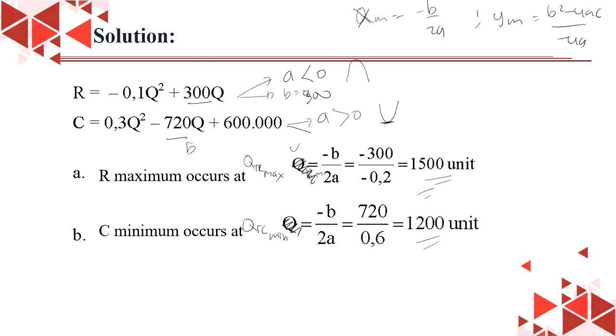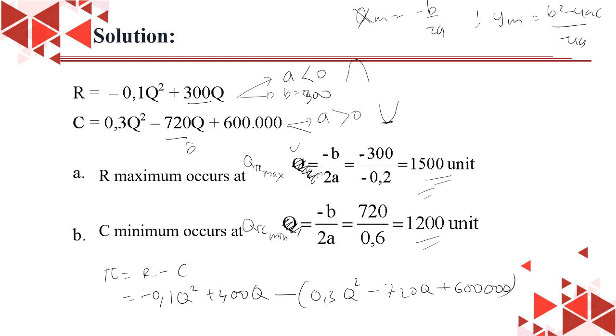Then after you get this Q, you check it again in the profit function. So the profit here is R minus cost: minus 0.1 Q squared plus 300 Q, minus 0.3 Q squared minus 720 Q plus 600,000, and it gives you minus 0.1 Q squared plus 300 Q, minus 0.3 Q squared, open the brackets, plus 720 Q minus 600,000.